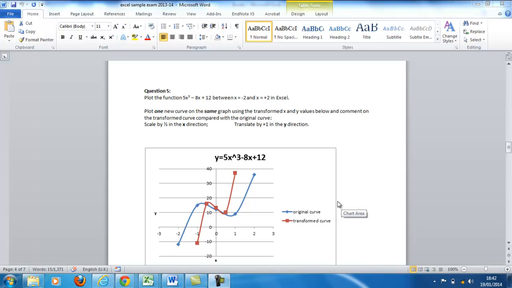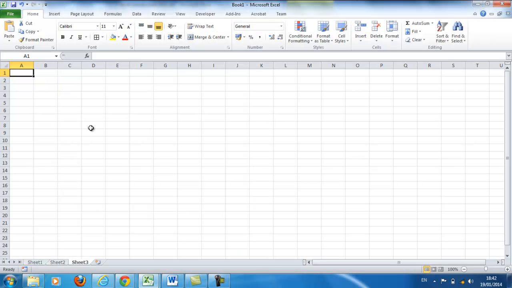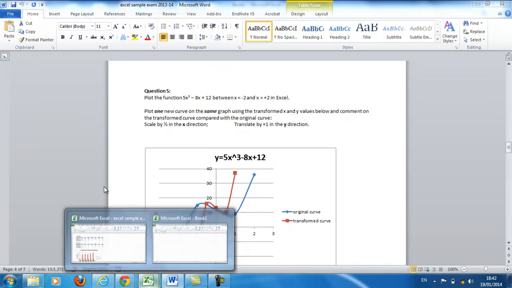So the first thing we need to do here is actually create the data values. So we go into Excel and we have two columns. The first is for the x range, just label it as such, and the second is the y, and just double checking, it's y equals 5x cubed minus 8x plus 12.